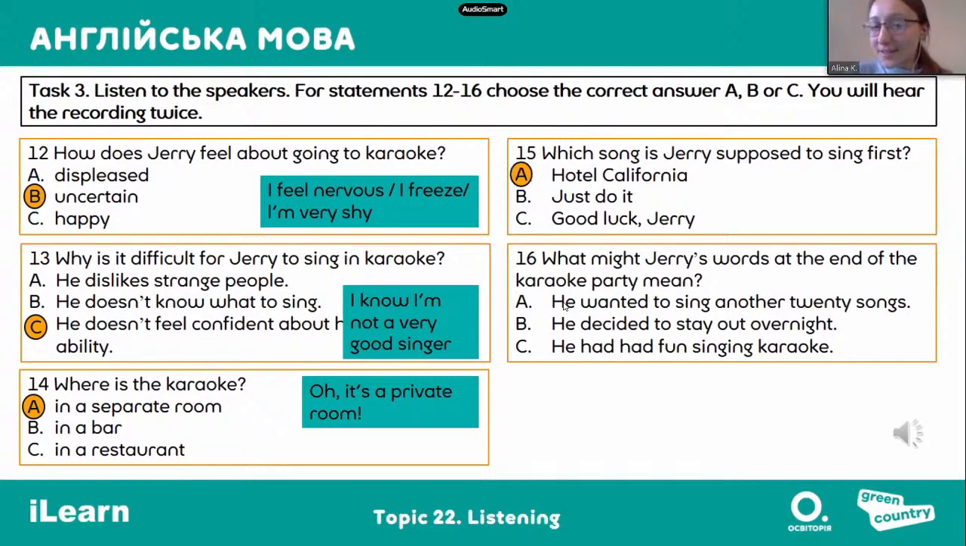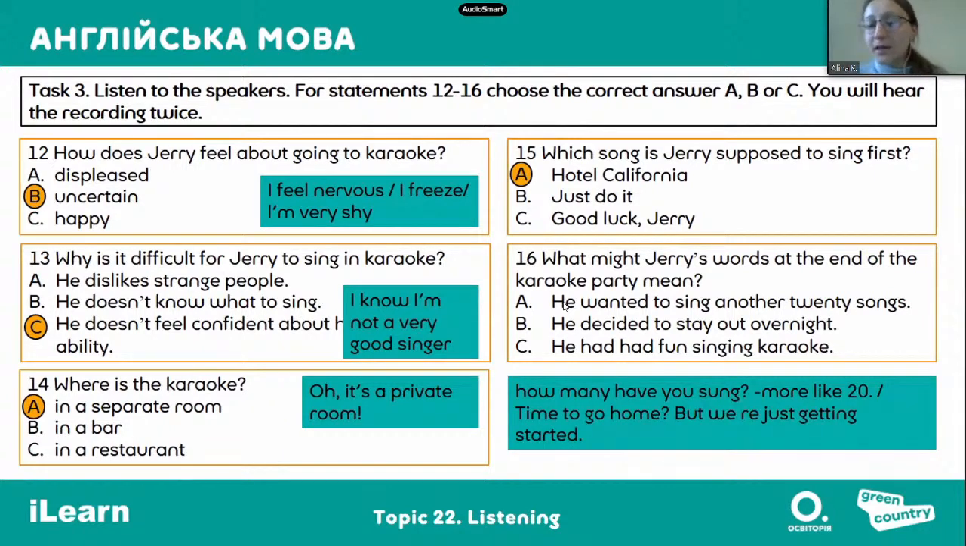That was Hotel California. And number 16, the most difficult one, yes? So how many have you sung? Да, спитав його друг. More like 20. Time to go home, but we are just getting started. So what did he decide in the end? Let me check your answers. B.